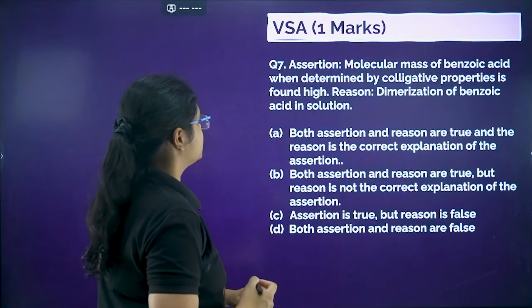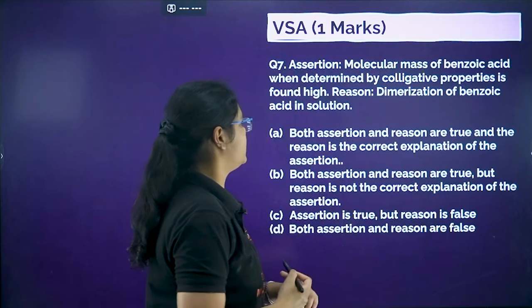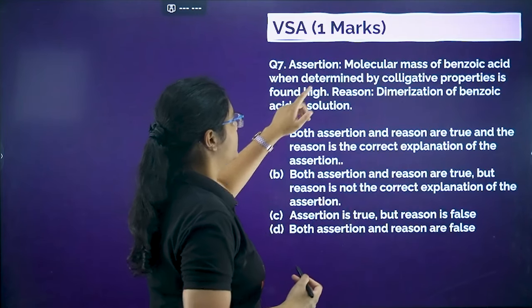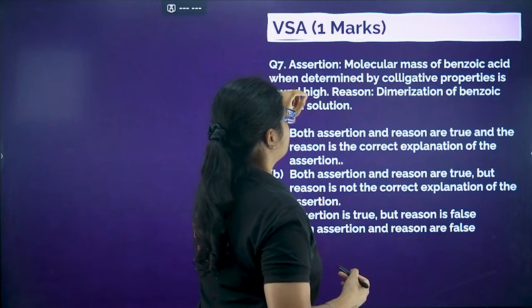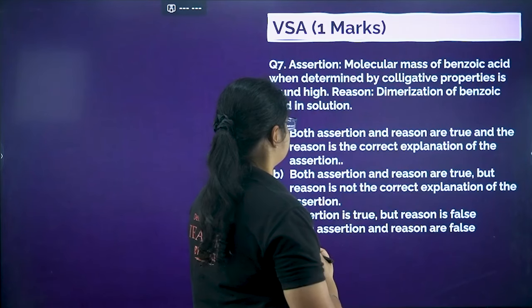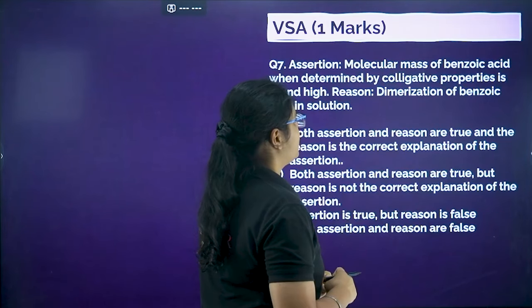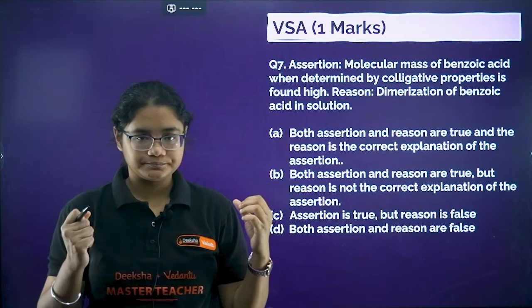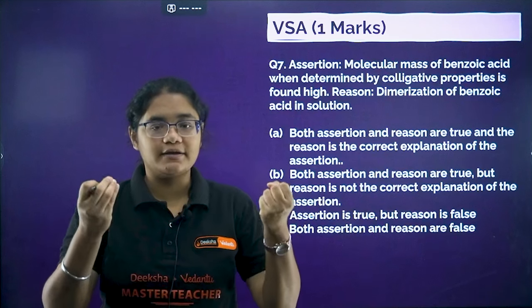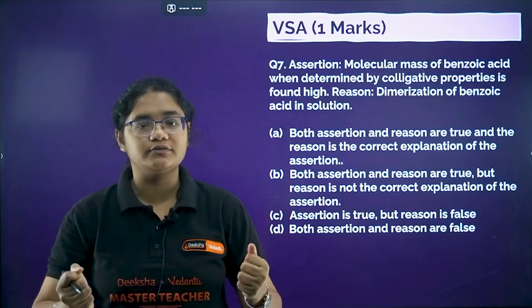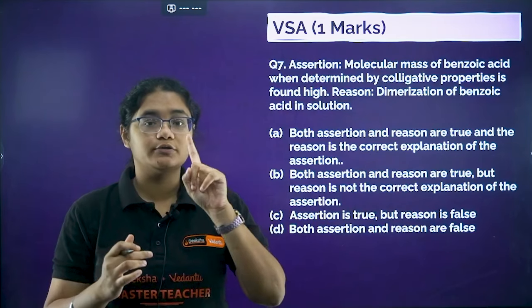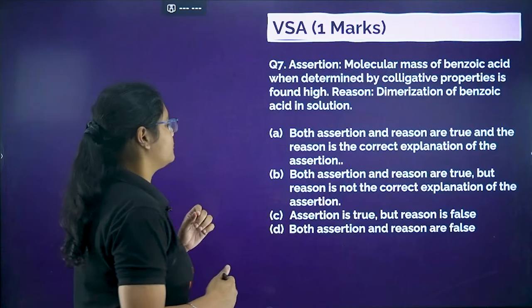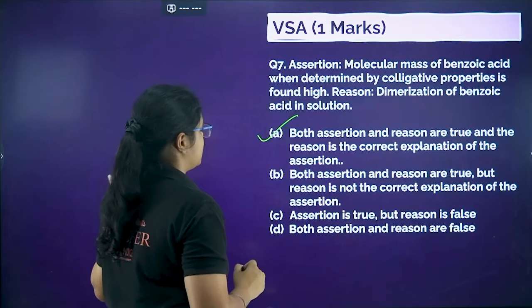Okay, next assertion. Molecular mass of benzoic acid when determined by colligative properties is found high. Reason, dimerization of benzoic acid in the solution. Yes. Now see, what happens is, when benzoic acid molecules go into the solution, they dimerize, the two molecules become one molecule, and that is why the value calculated will be higher. So both assertion and reason are correct, and the reason is the explanation here.